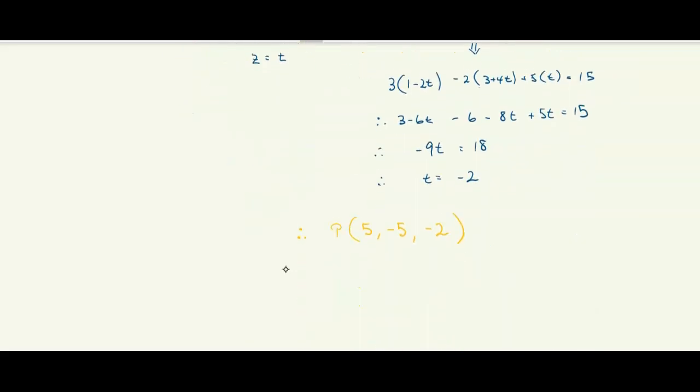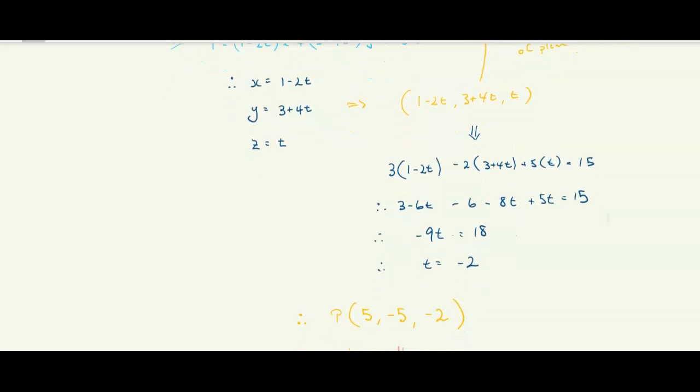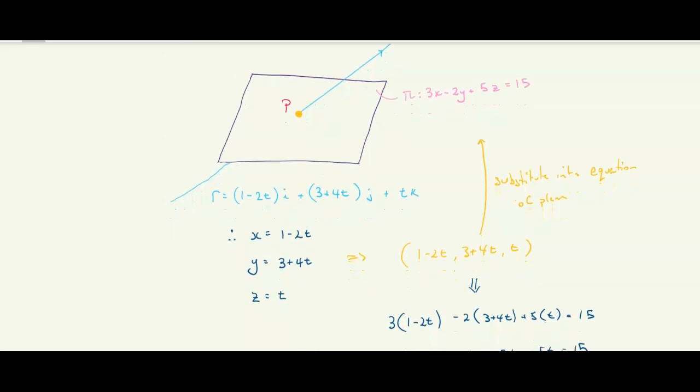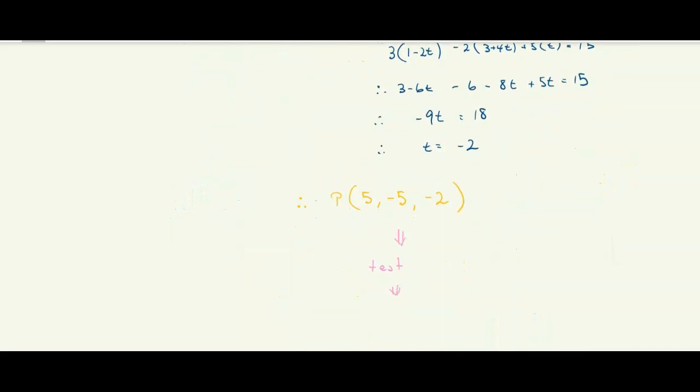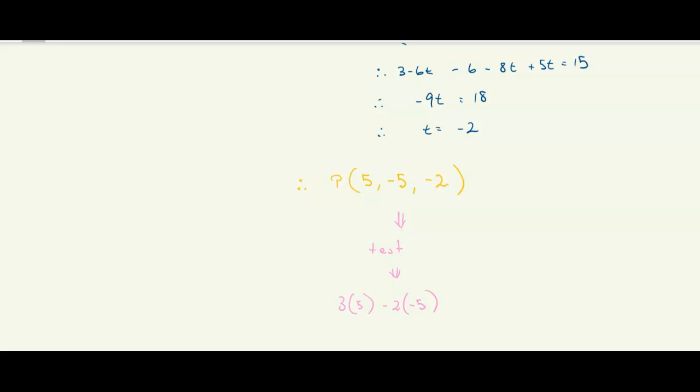Now we could go and we could test. We know that at t equals negative 2 it's on the line, but now we just test the point on the plane. 3 times 5, minus twice negative 5, plus 5 times negative 2. That's equal to 15 plus 10 minus 10, which equals 15, which equals the right hand side.